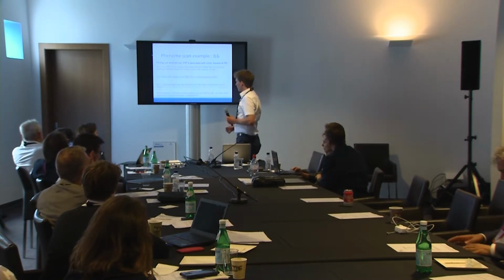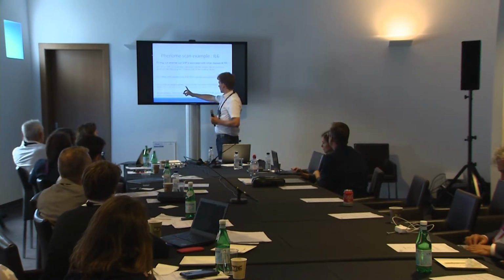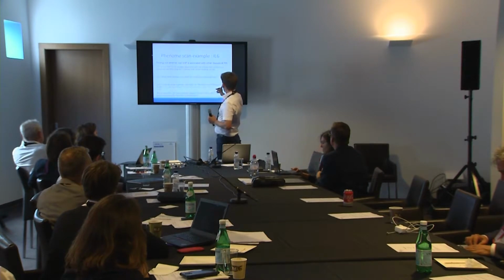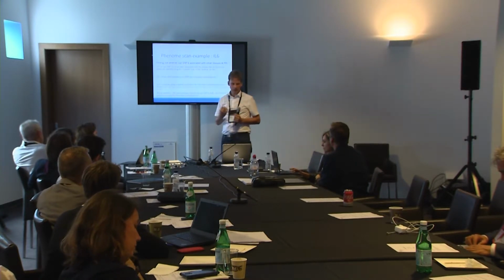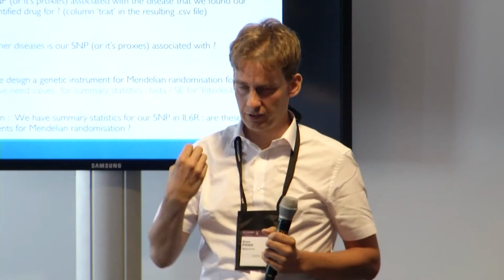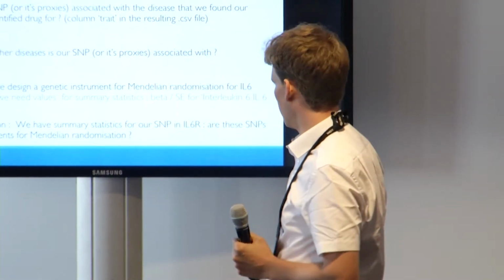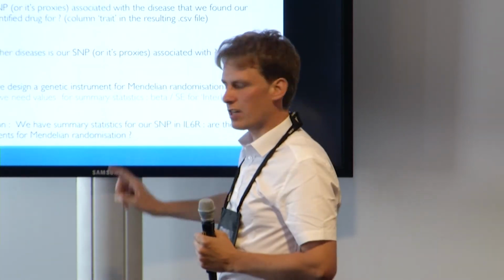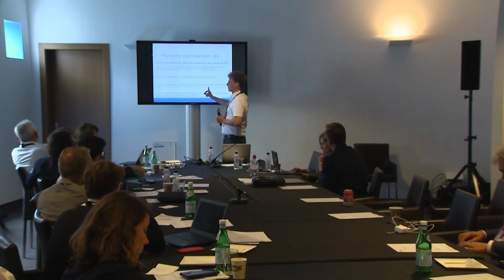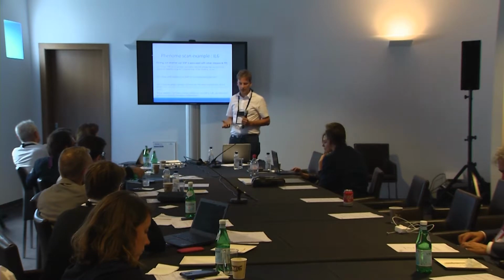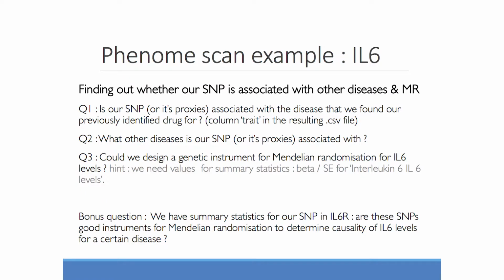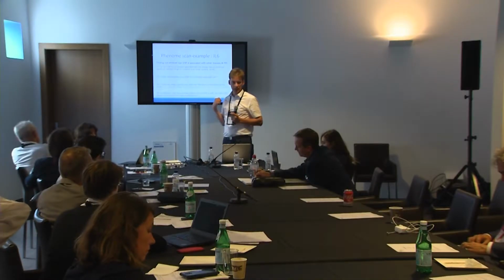So the question is, could we actually design a genetic instrument for Mendelian randomization to use IL-6 levels, because we know our SNP influences IL-6 levels and we want to develop a drug target. If you want to do a Mendelian randomization analysis, you need these summary statistics, effect size and standard error. If you go back to the Excel file, you will see there are no betas and no SEs in this particular lookup.